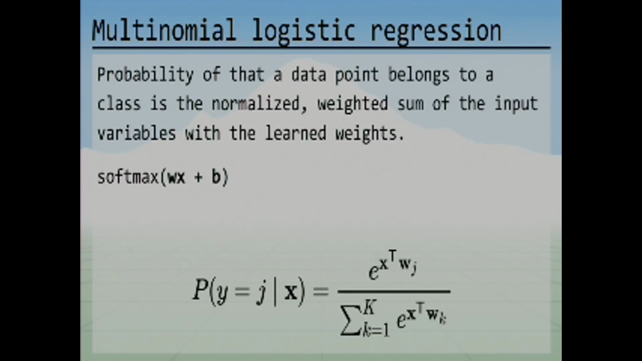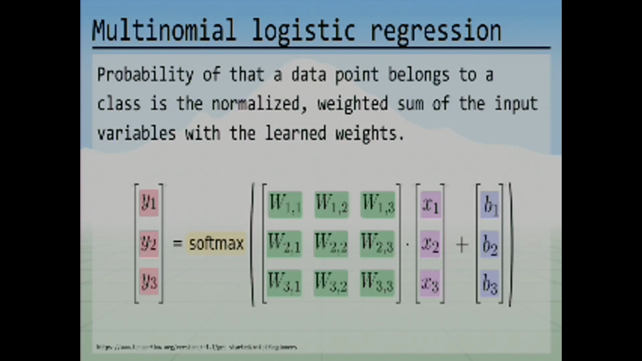Then we talked about using Softmax to do this multi-class prediction task, multinomial logistic regression, where for the probability that a data point belongs to a particular class, we multiply the weights for that class by the input vector. We probably add on some bias, and then we're left with a vector, and we run the Softmax function on that vector, and that gives us multi-class predictions.